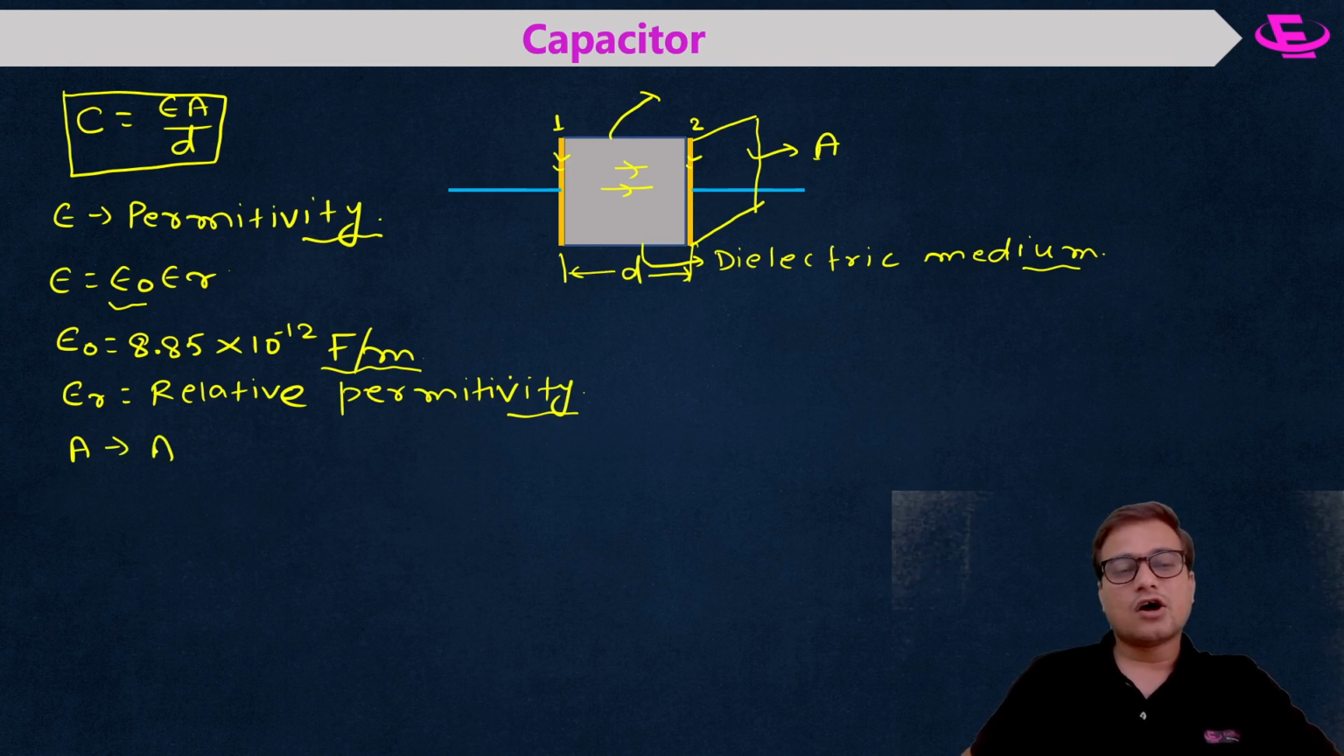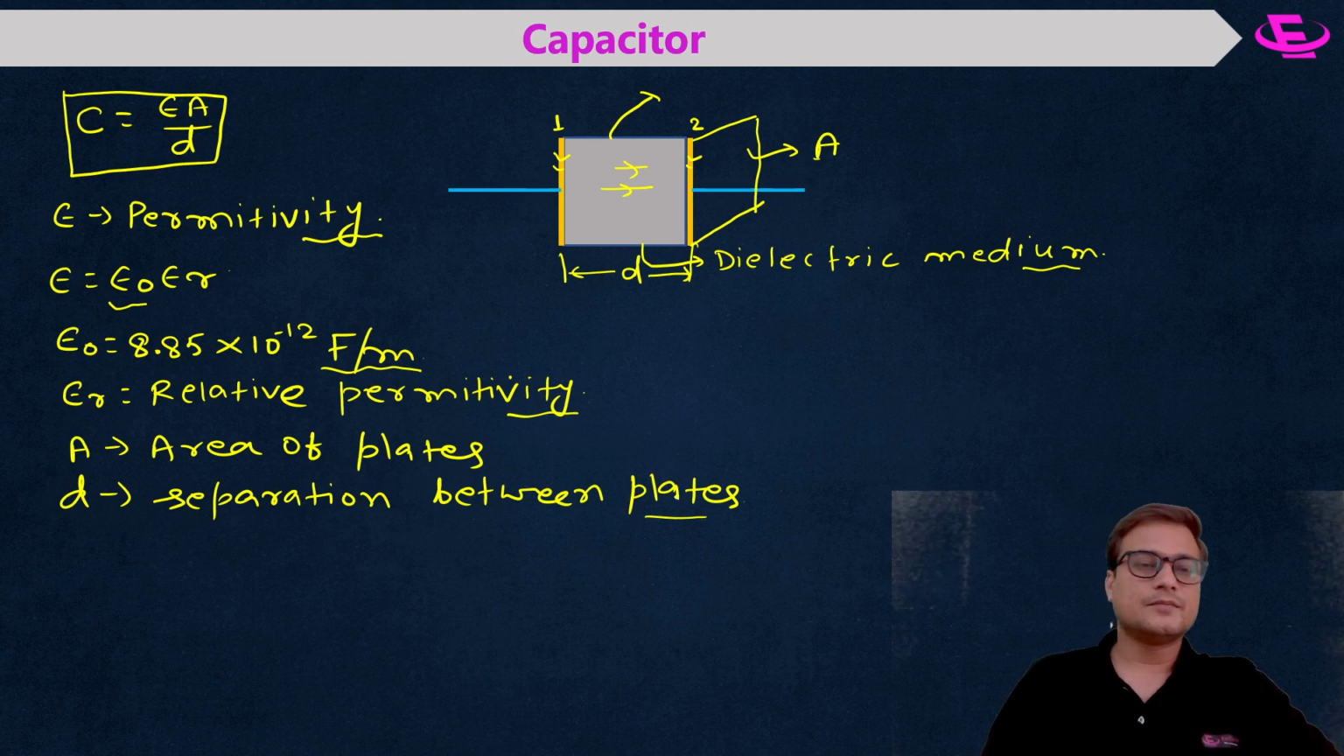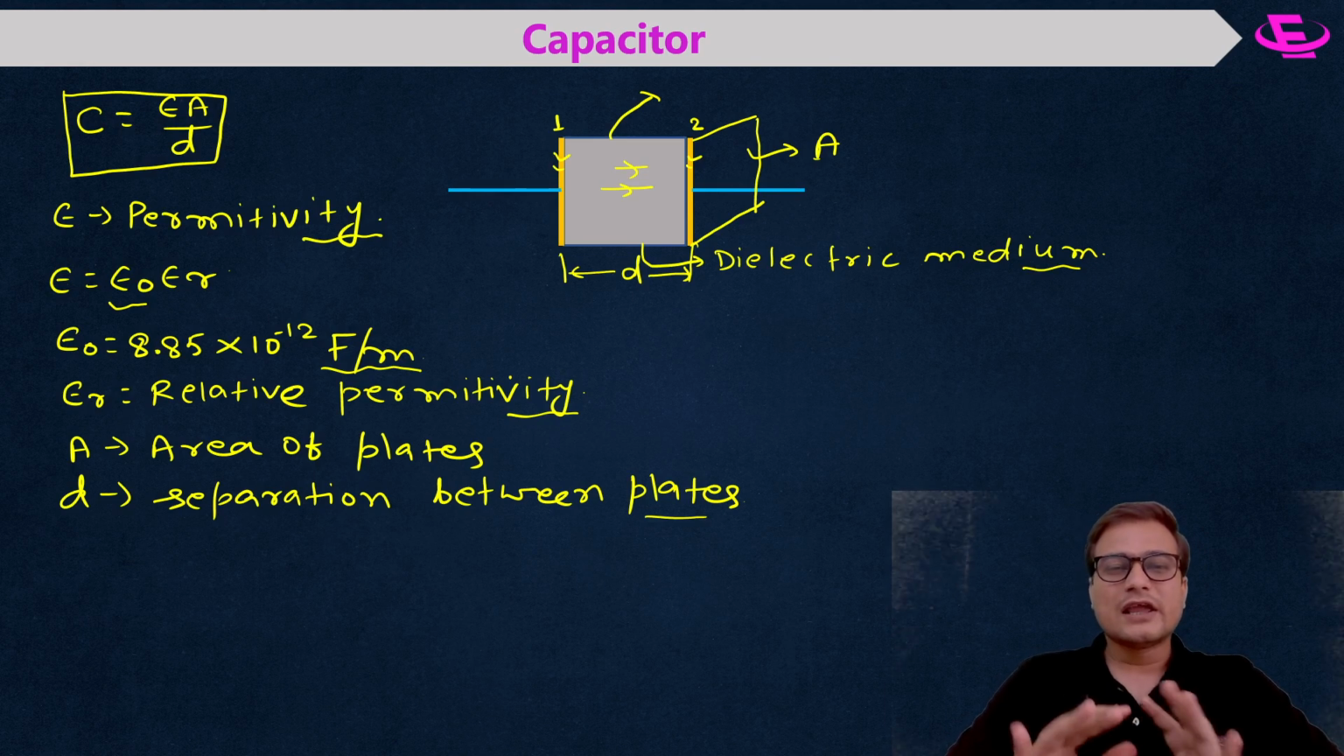A is very well known to you. It is the area of plates. And D, what is D? It is the separation between plates. This is D. I hope it is clear to you. Now let us see what happens to a capacitor.